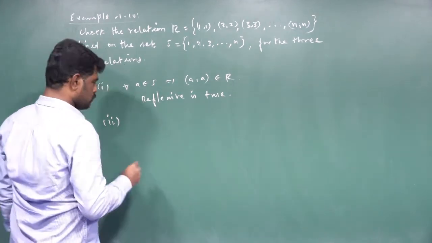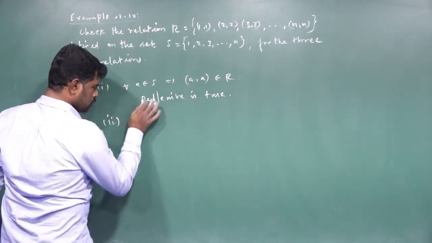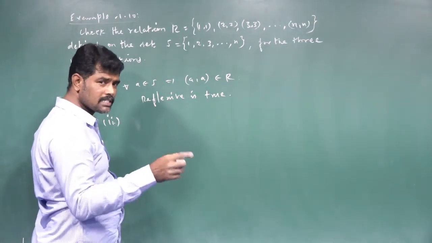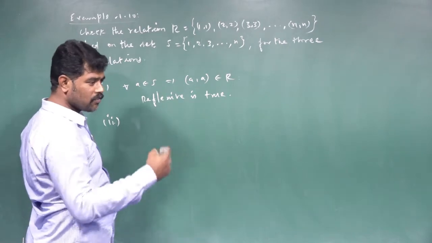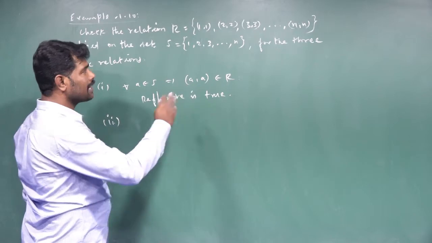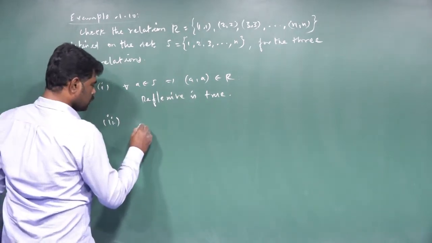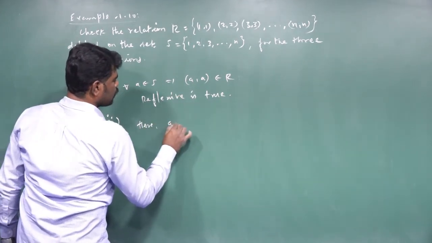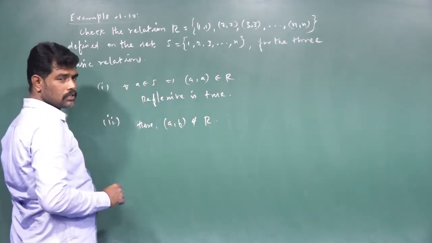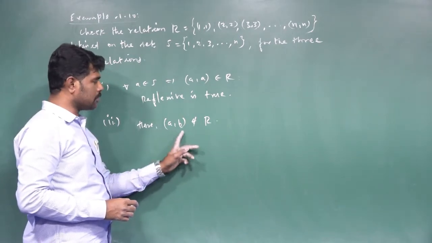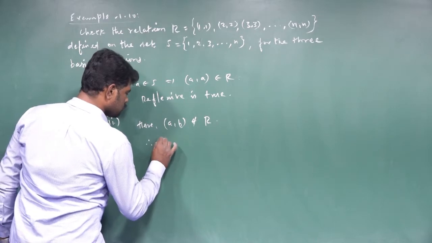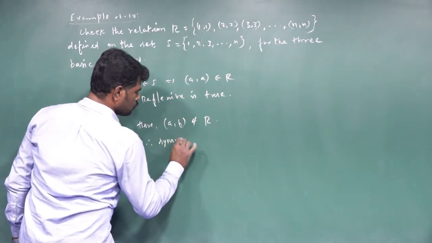Second case, symmetric. Actually, if (a,b) belongs to the relation R, then only we can verify whether (b,a) belongs to R or not. But here, a pair of different elements is not present. Here (a,b) does not belong to R. We cannot find any pair of different elements, so automatically it is symmetric. Therefore, symmetric is true.